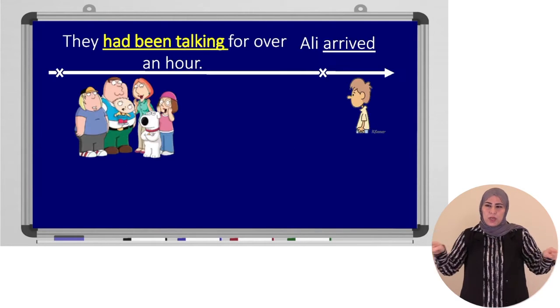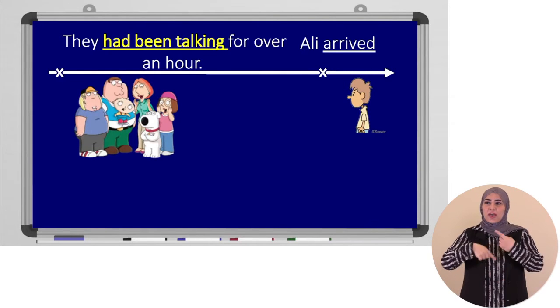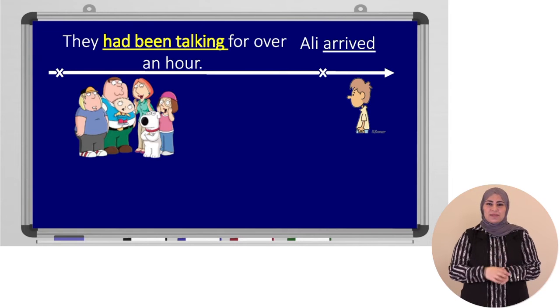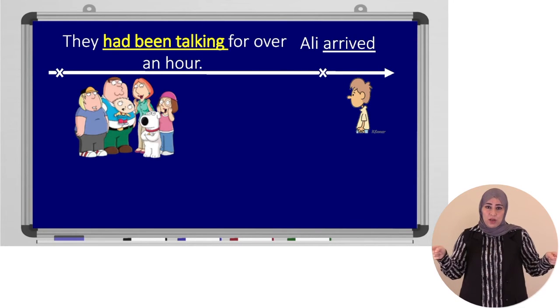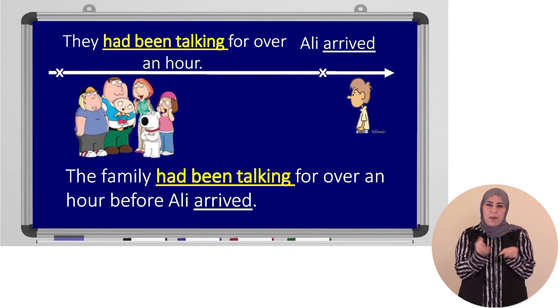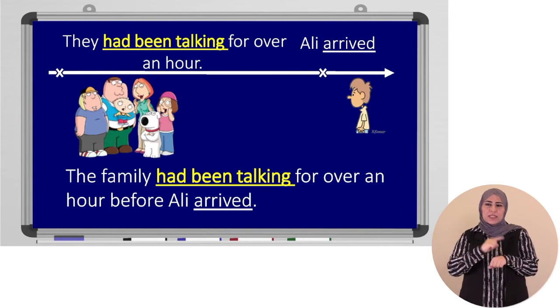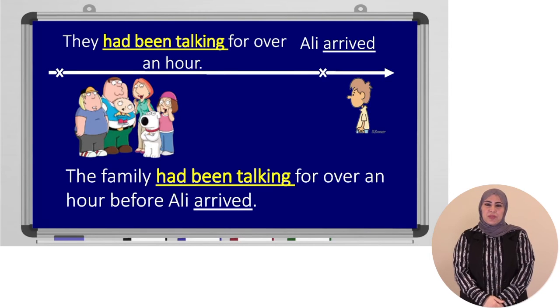Yes, exactly. So let's look at this timeline. Here is a family. They had been talking for over an hour. So they had been talking for over an hour because it's in the past. And Ali arrived. All of these actions took place in the past. However, the talking part took place for an hour. The family had been talking for an hour before Ali arrived. Or Ali arrived after the family had been talking for an hour. The same thing, however, when we use had been talking, it's because the duration of the event took place for a certain period of time.